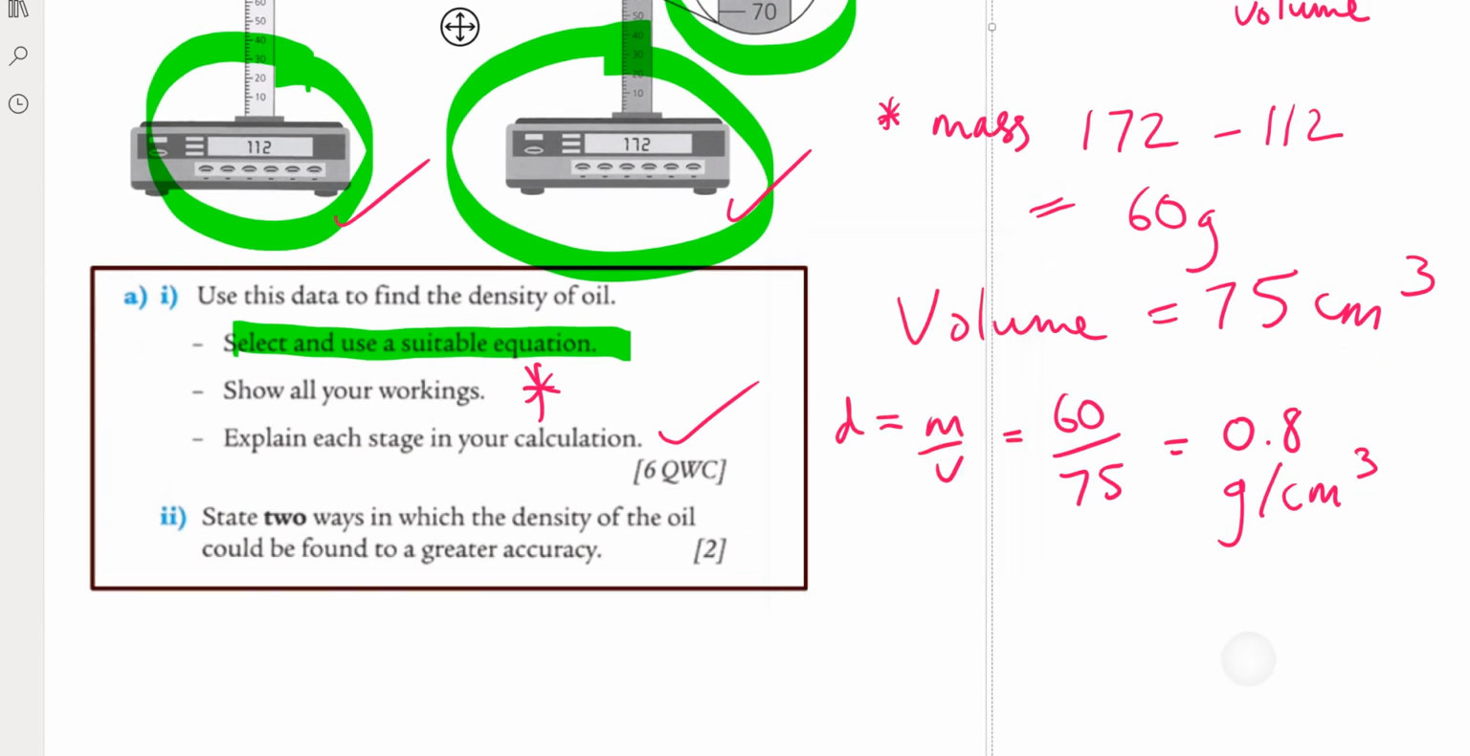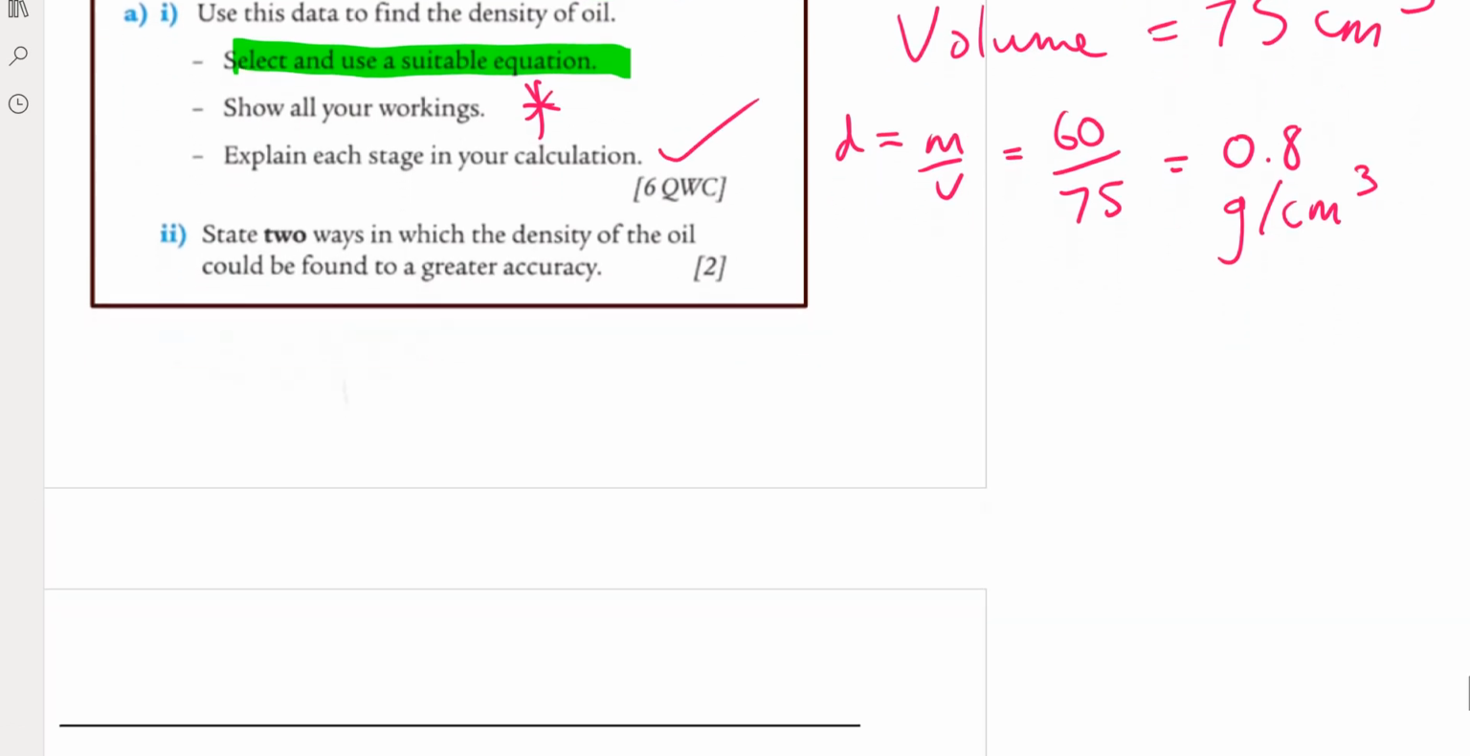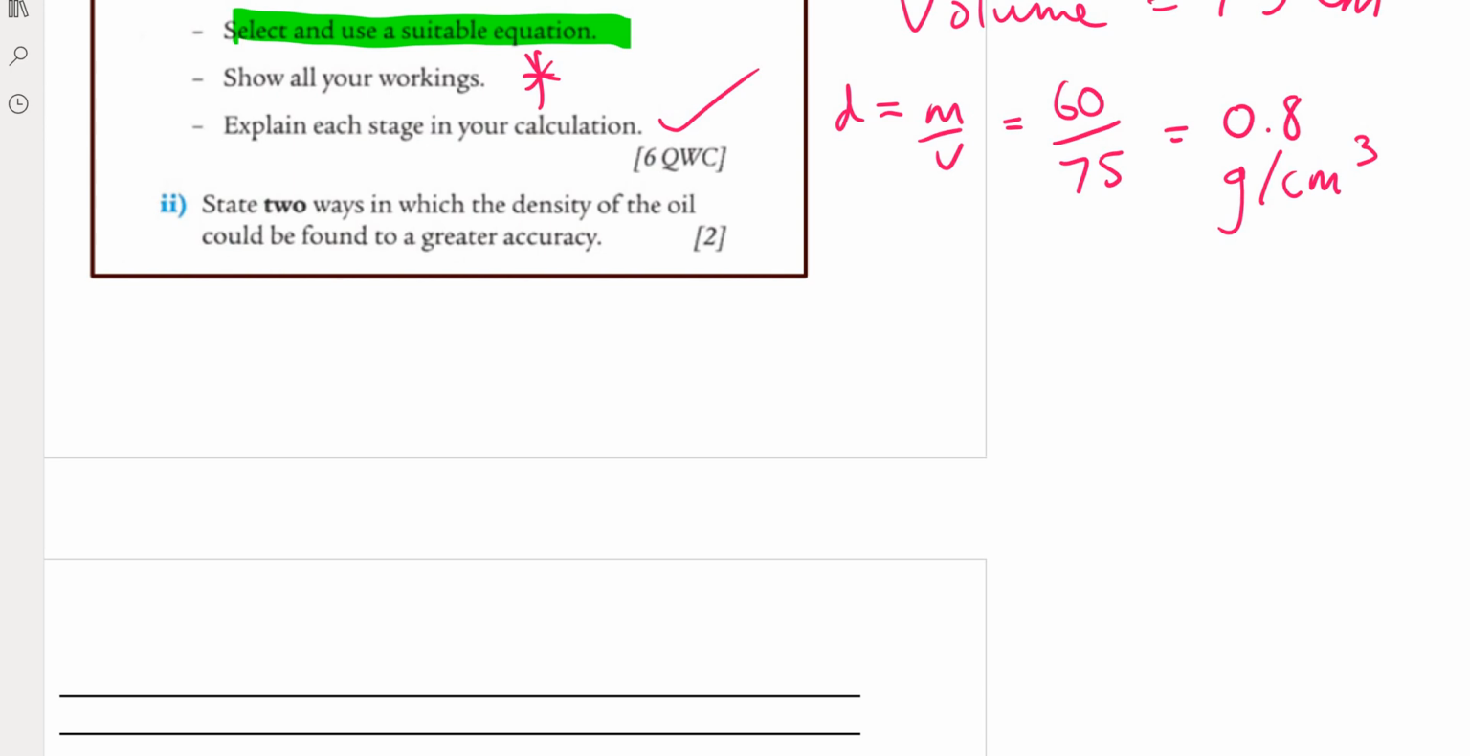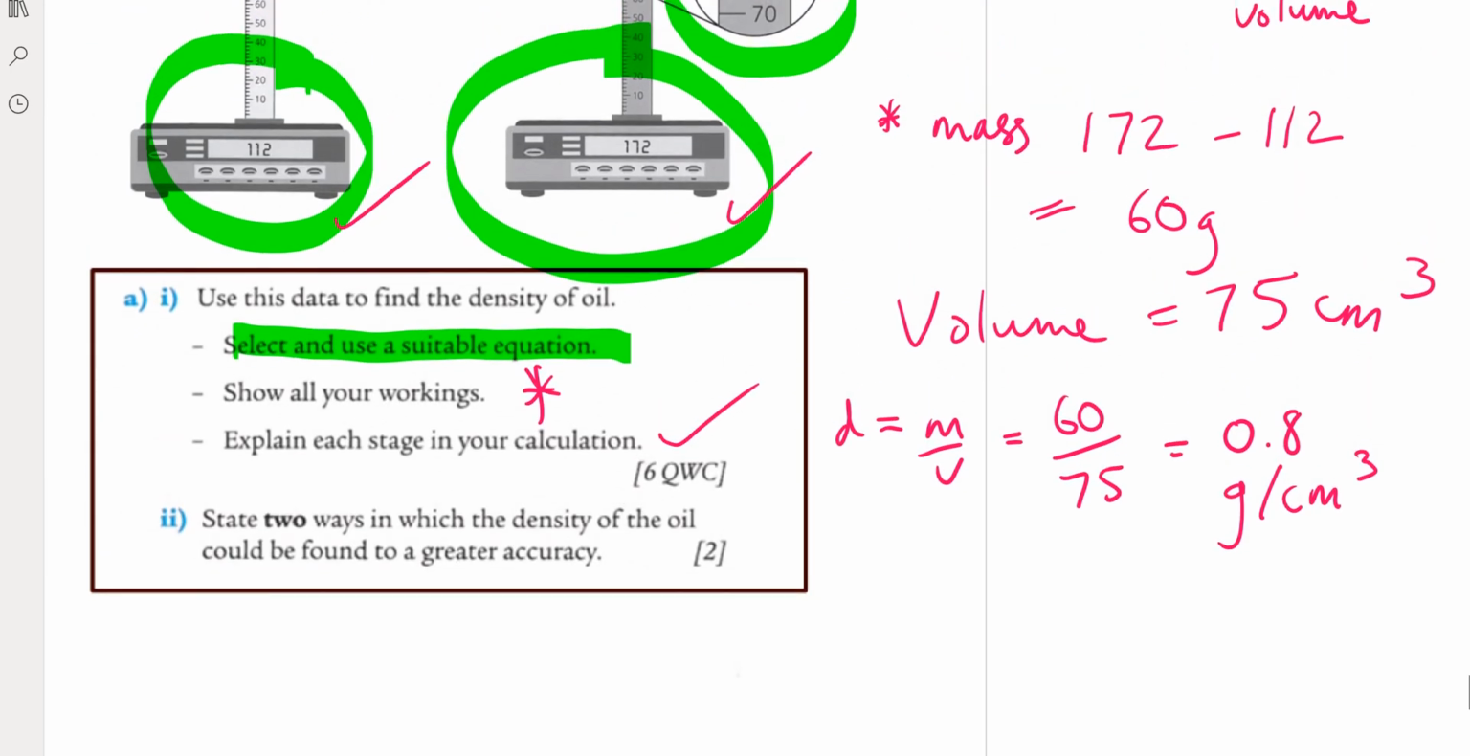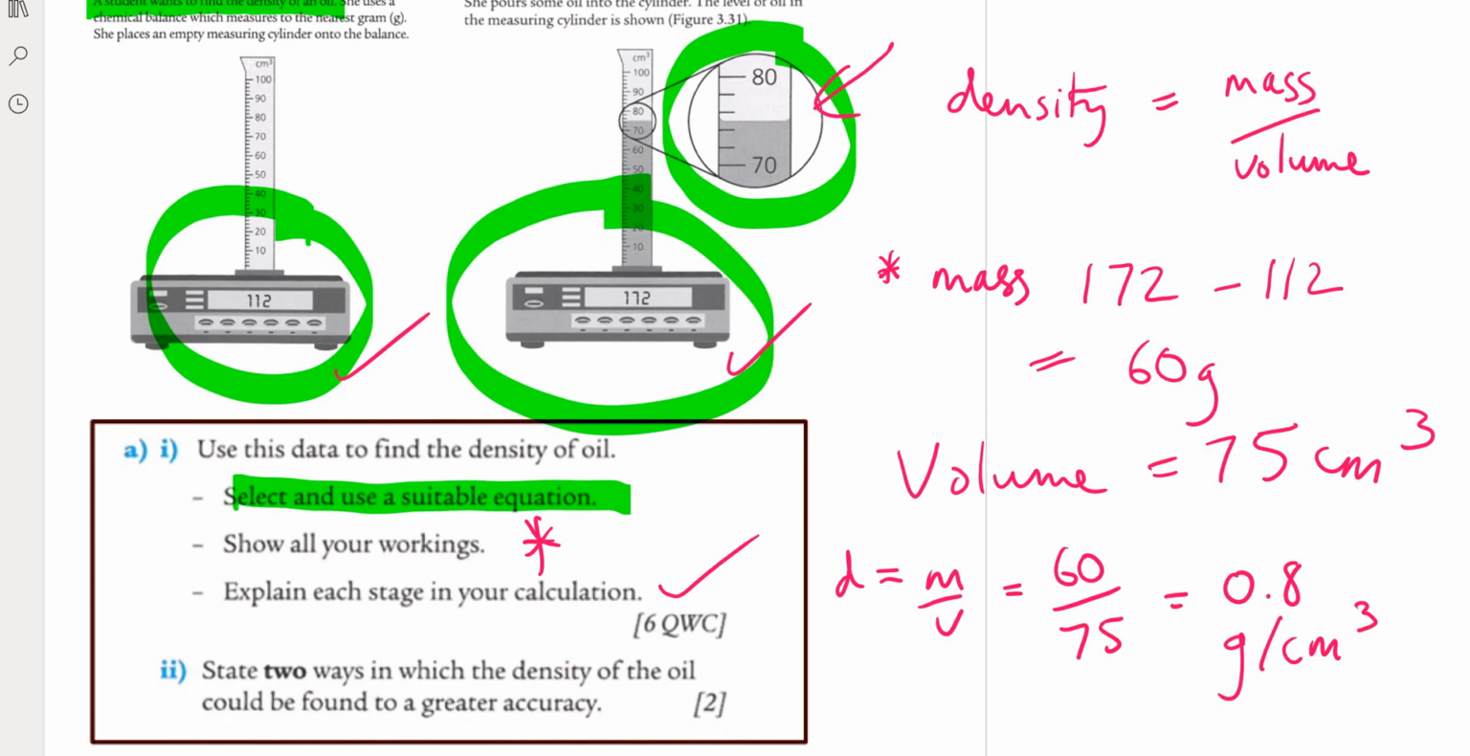State two ways in which the density of the oil could be found to a greater accuracy. Well, the measuring cylinders only provide us to 2 centimeters cubed. So if you were to have a measuring cylinder that had a resolution of 1 centimeter cubed or half a centimeter cubed, that would be better, a higher resolution.